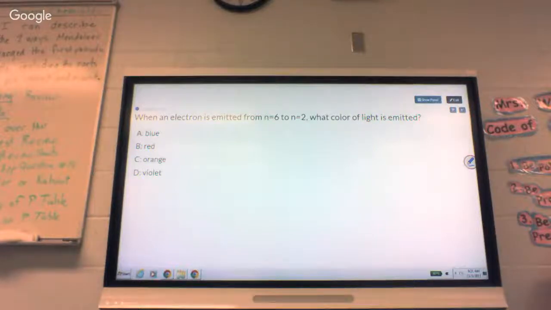All right, recognize that. One sheet. Reference table.